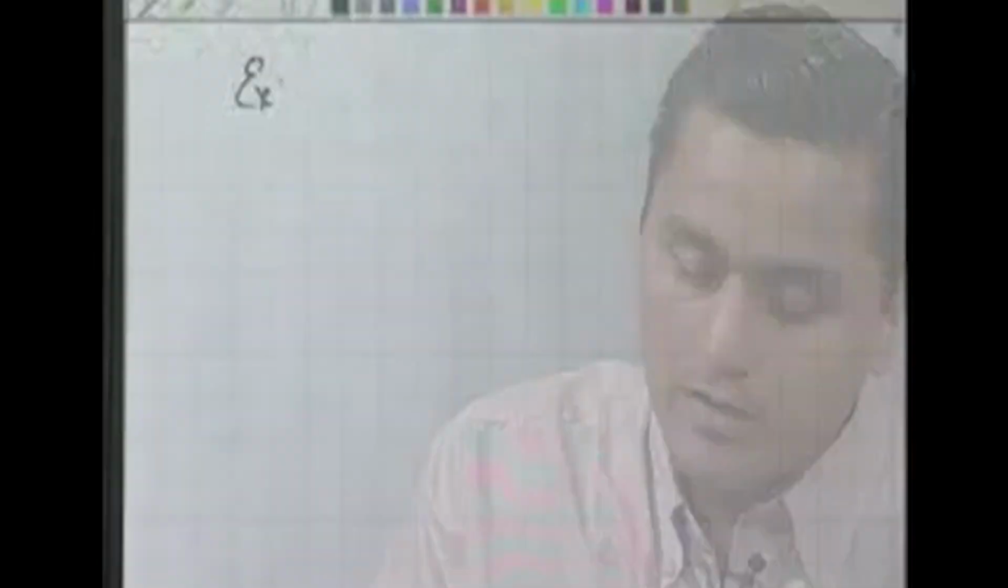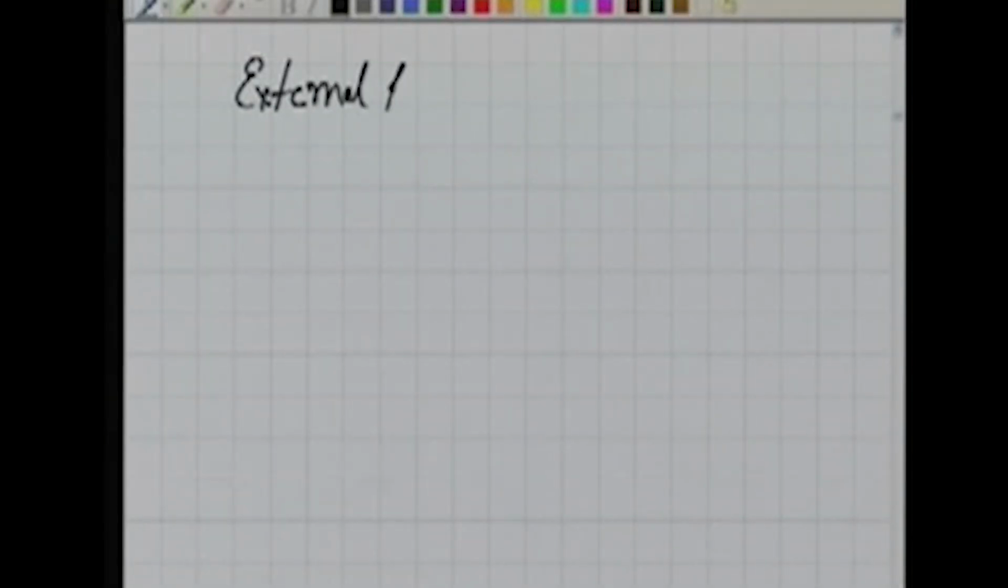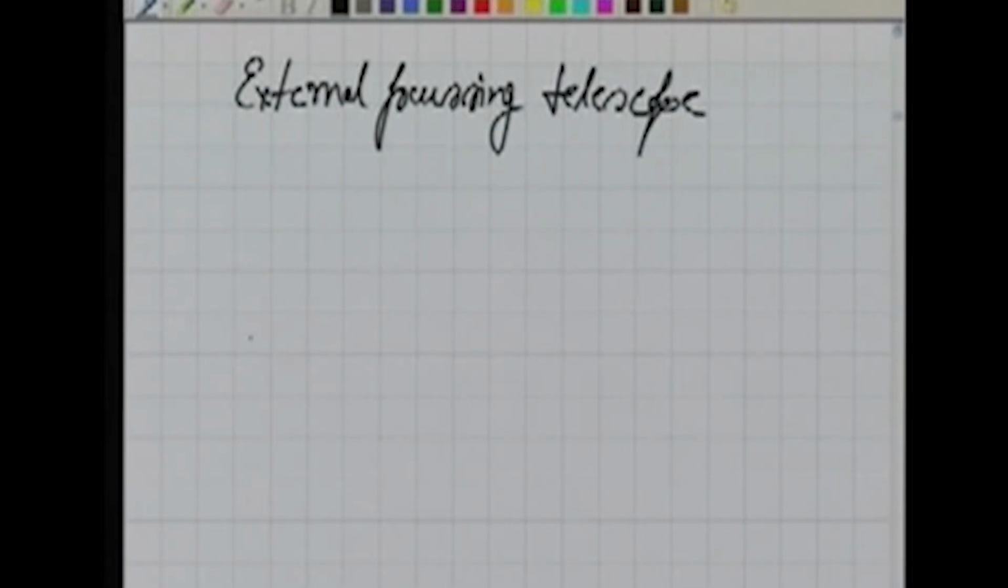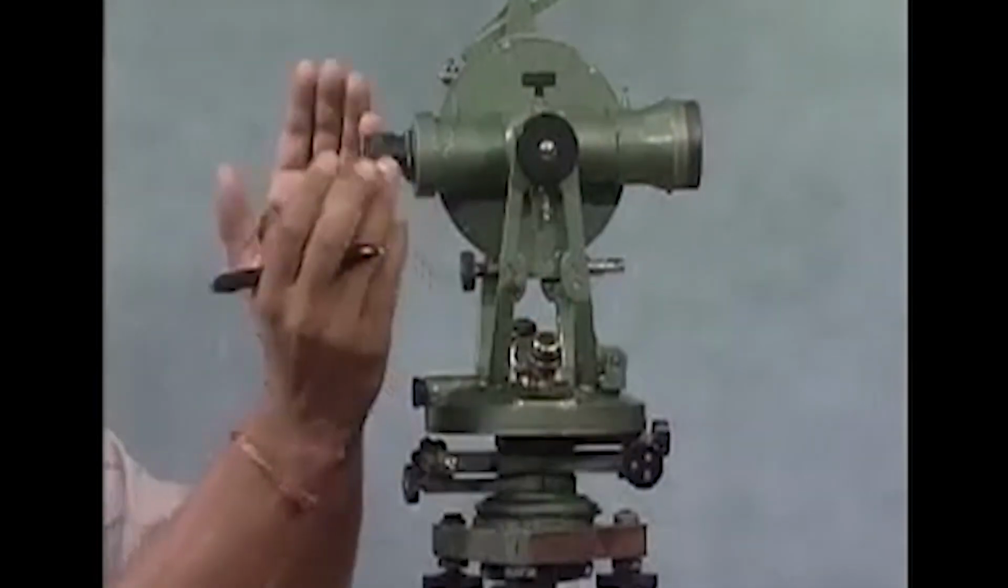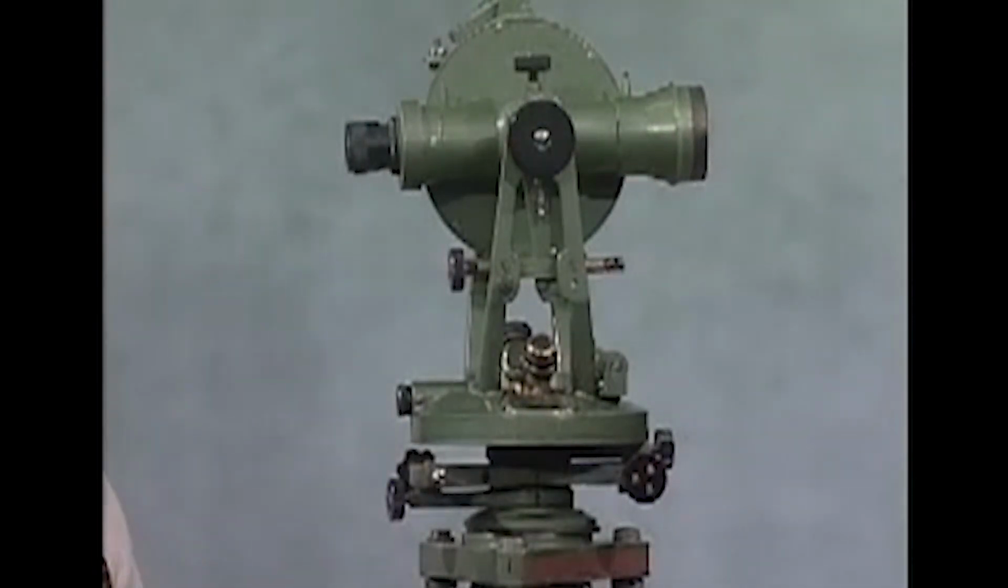Okay, two more definitions. In those definitions, we may have an external focusing telescope or an internal focusing telescope. Now what is this? In this case, when I focus on the object, I use the focusing screw here, and when I sight through the eyepiece, I see the things are focused.